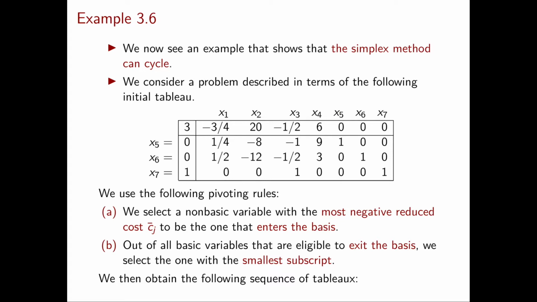reasonable pivoting rule. In a pivoting rule, first I have to tell you who enters the basis in case I have several negative reduced costs. Here I'm going to select the non-basic variable with the most negative reduced cost. I also need to specify who leaves the basis in case several basic variables go to 0 in the new basic feasible solution. In this pivoting rule, I will be selecting the one with the smallest subscript to leave the basis. So then let's start our sequence of tableaux.